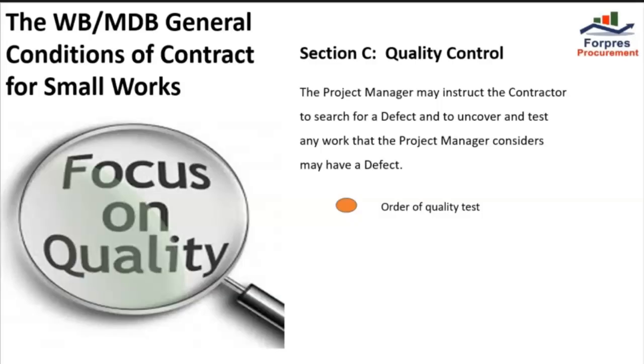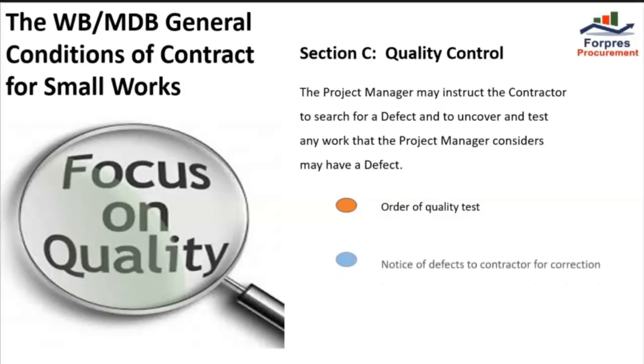If the project manager instructs the contractor to carry out a test not specified in the specifications to check whether any work has a defect, and the test shows that it does, the contractor shall pay for the test and samples. If there is no defect, the test shall be a compensation event.